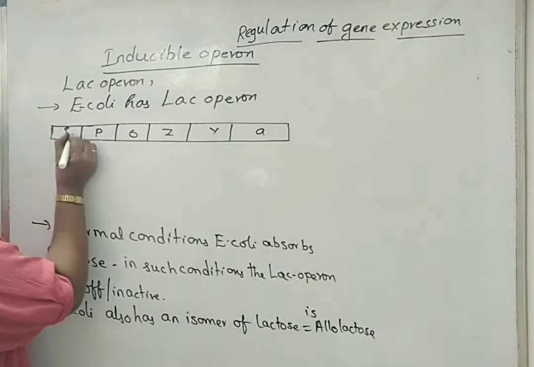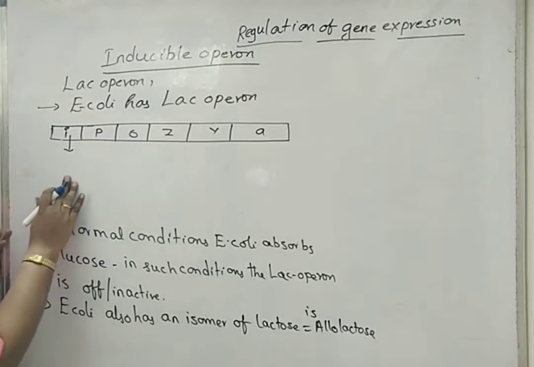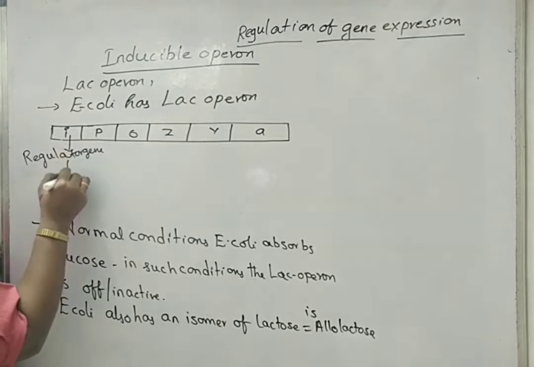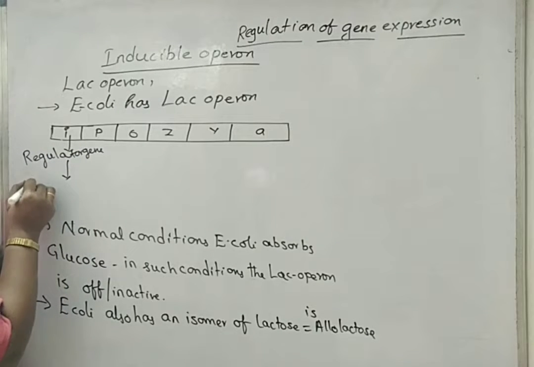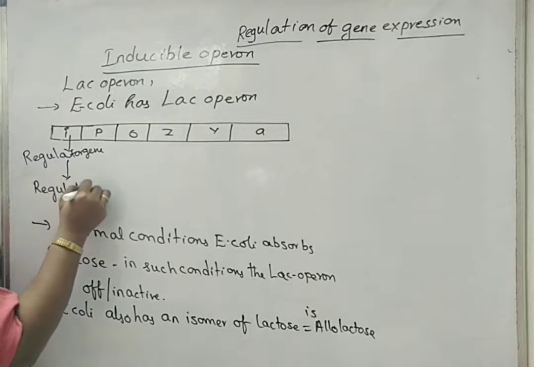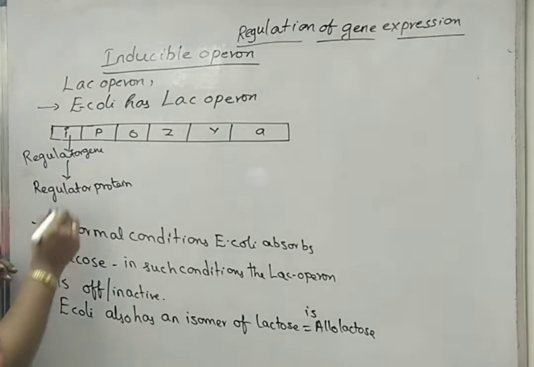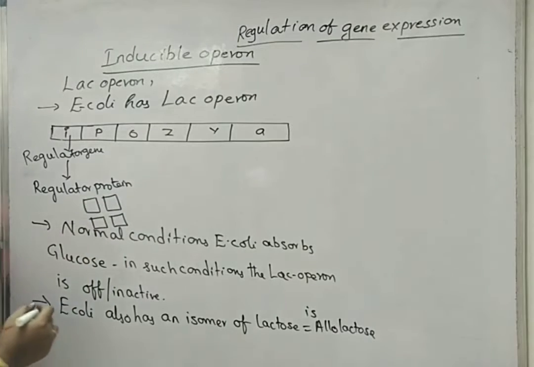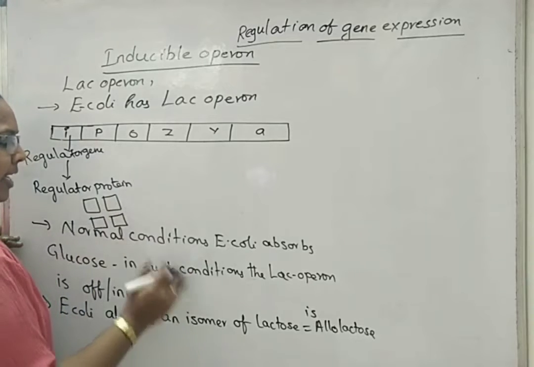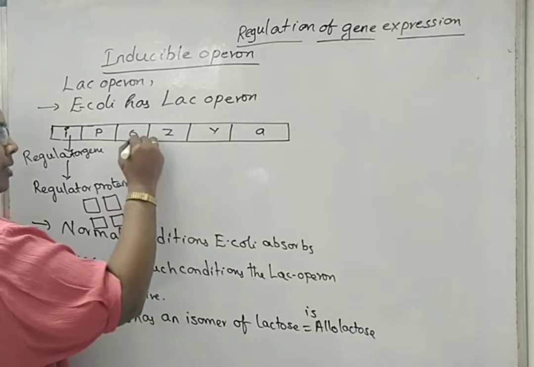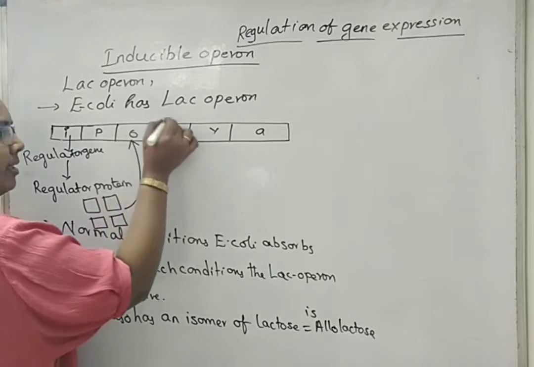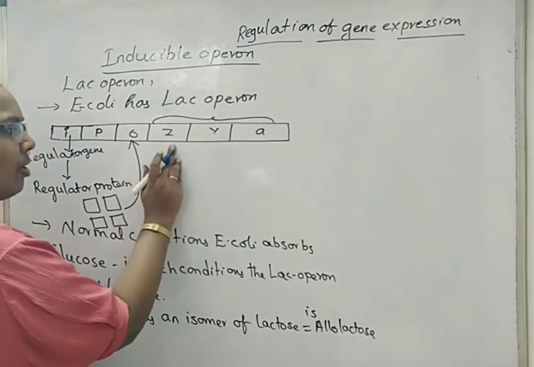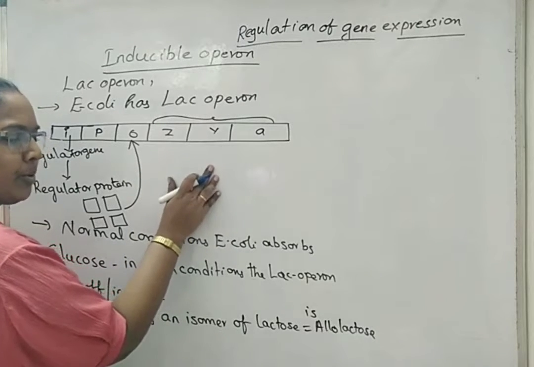In normal conditions, what happens? This regulator gene codes for a regulator protein. Biochemically, this protein is a tetramer. It is having 4 units. In normal condition, when there is no need of lactose, this protein will go and bind to the operator gene and it will stop the genetic information transfer to the next structural genes, so that the transcription and the translation into the enzymes or proteins will not happen.